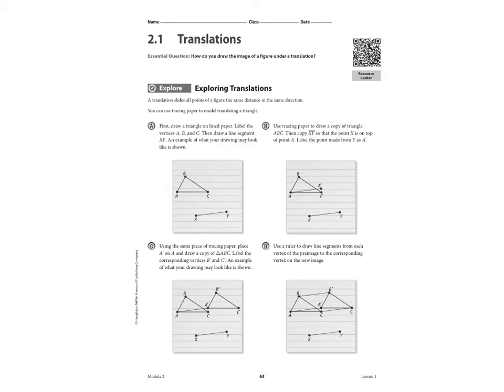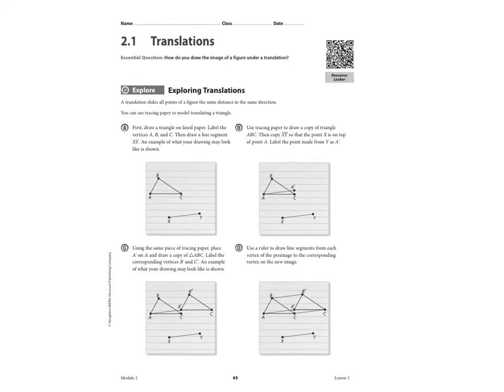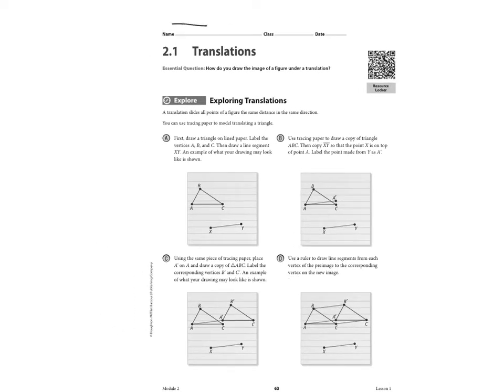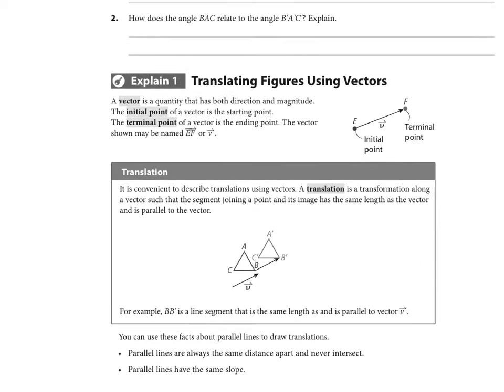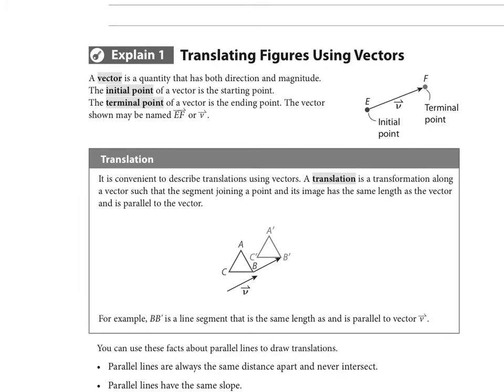Okay, so we're going to do 2.1 translations. This starts on page 63. And we looked at translations throughout Module 1, so this is just going to get into them a little bit more. If you turn to the next page, page 64, we're going to first look at these vocabulary words.